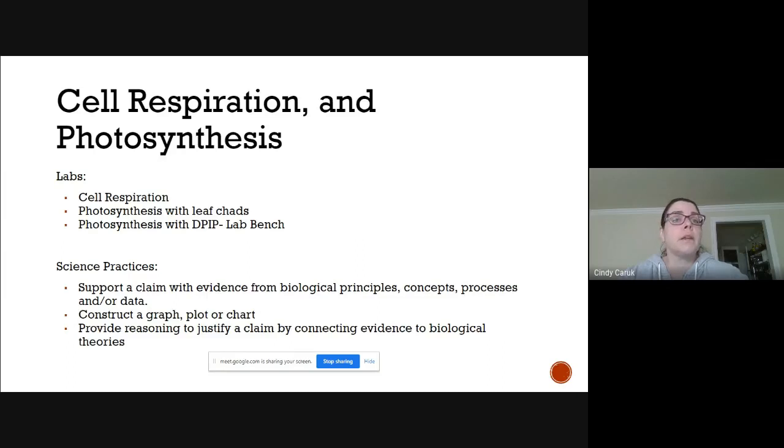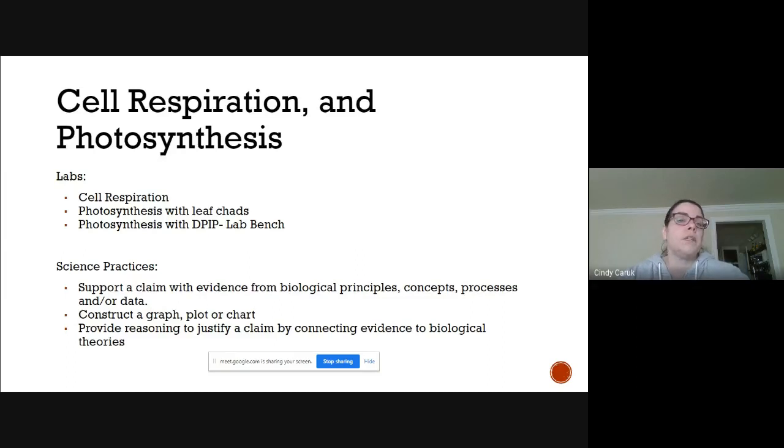This one has a lot of science practices that directly relate to those labs. Now, you might not get the exact same lab, so it's important to understand the whole process as well. So you need to support a claim with evidence, biological principles, concepts, processes, and/or data. Remember, you must cite specific numbers and data, and please do not forget to give your units. A lot of people forget to give their units.